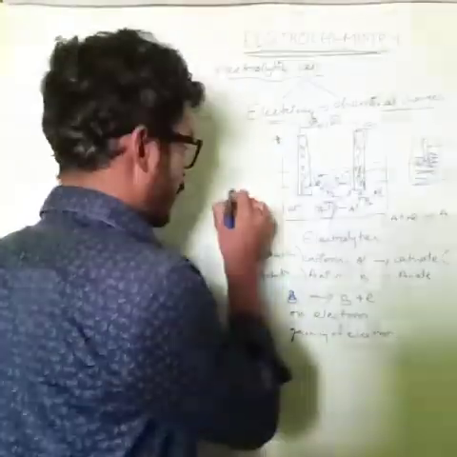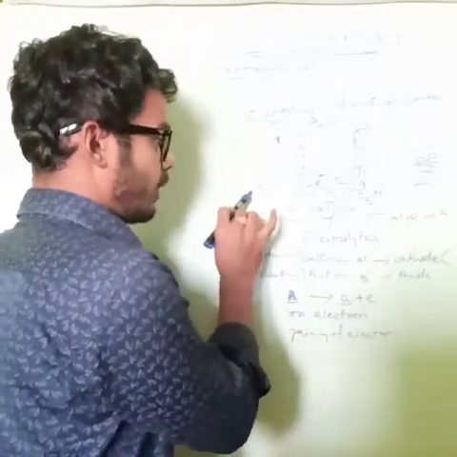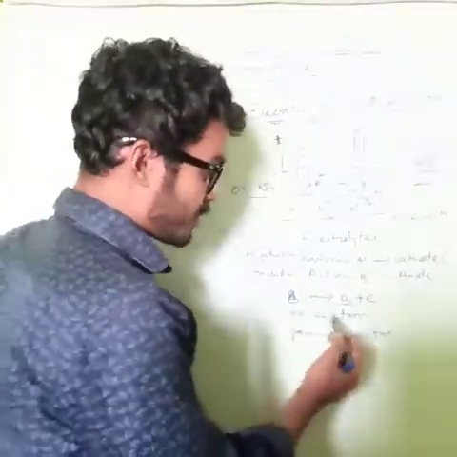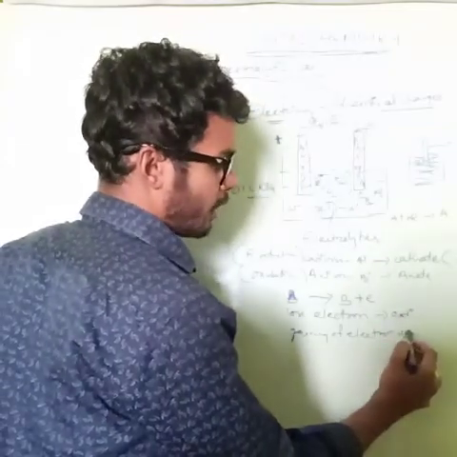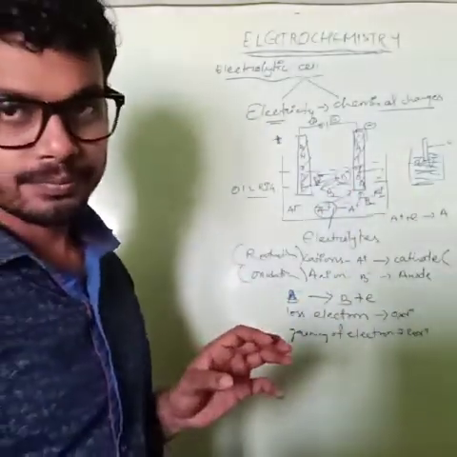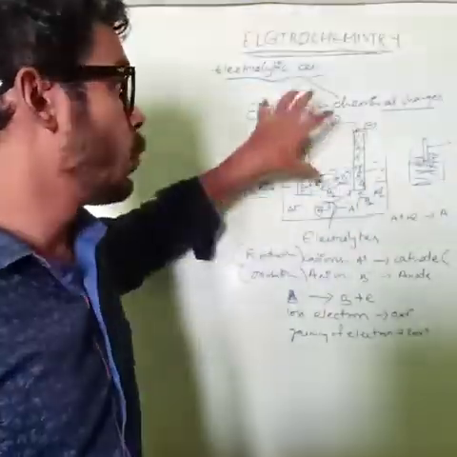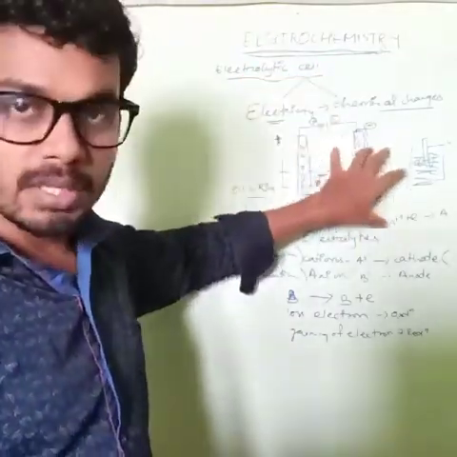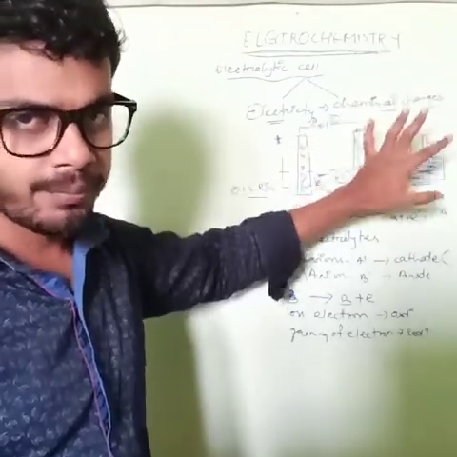I hope you all remember OIL RIG: oxidation is losing of electrons and reduction is gaining of electrons. So this is the process of electrolysis. This is the cell where we supply electricity, and by supplying electricity there is a chemical change that leads to chemical energy.